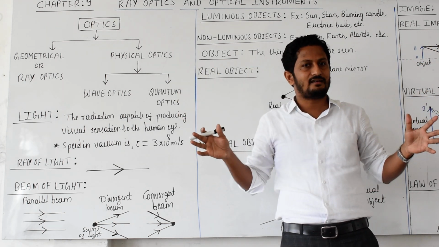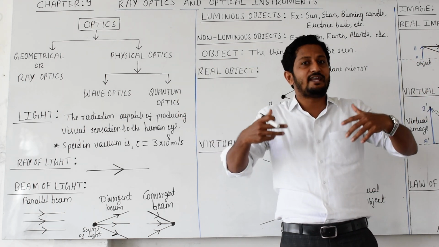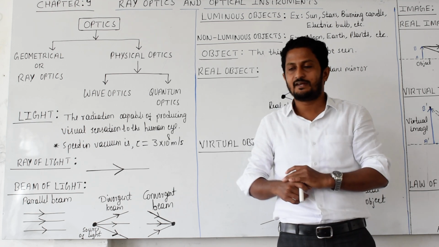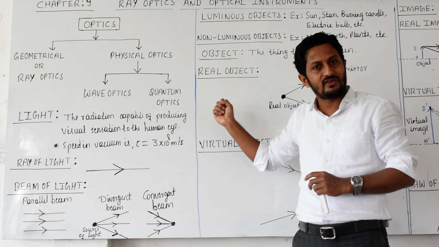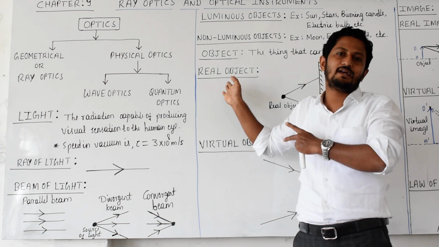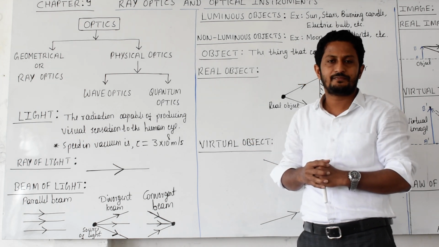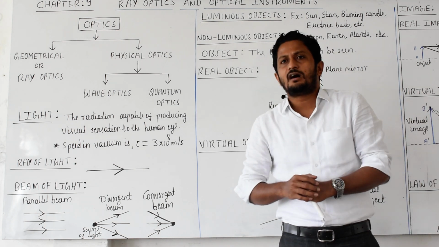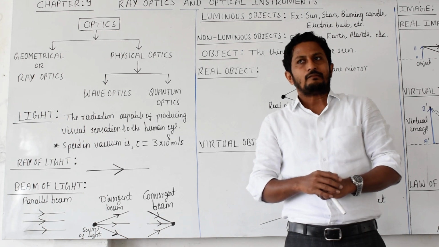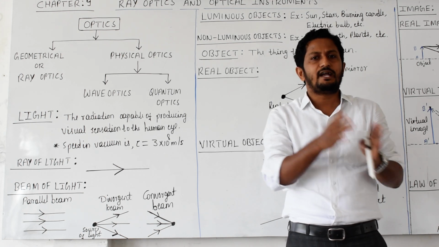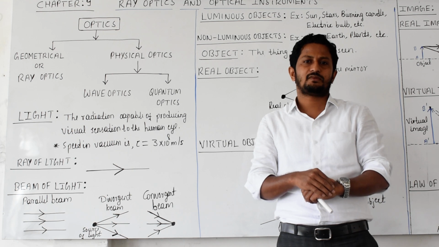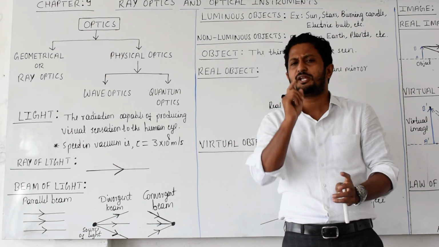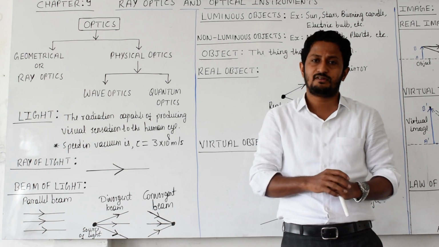Many things are there around us which we are able to see. We call them objects. Here the board is there. We can see this board, we call it an object. Many things are there. So now objects are of two types: real object and virtual object. Real object and virtual object. Very important in this chapter.